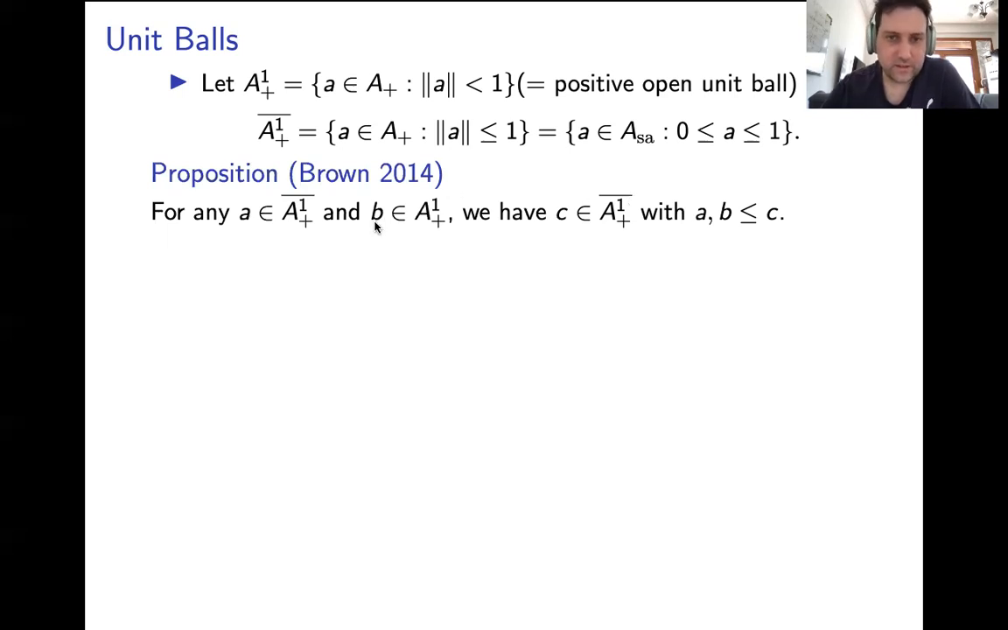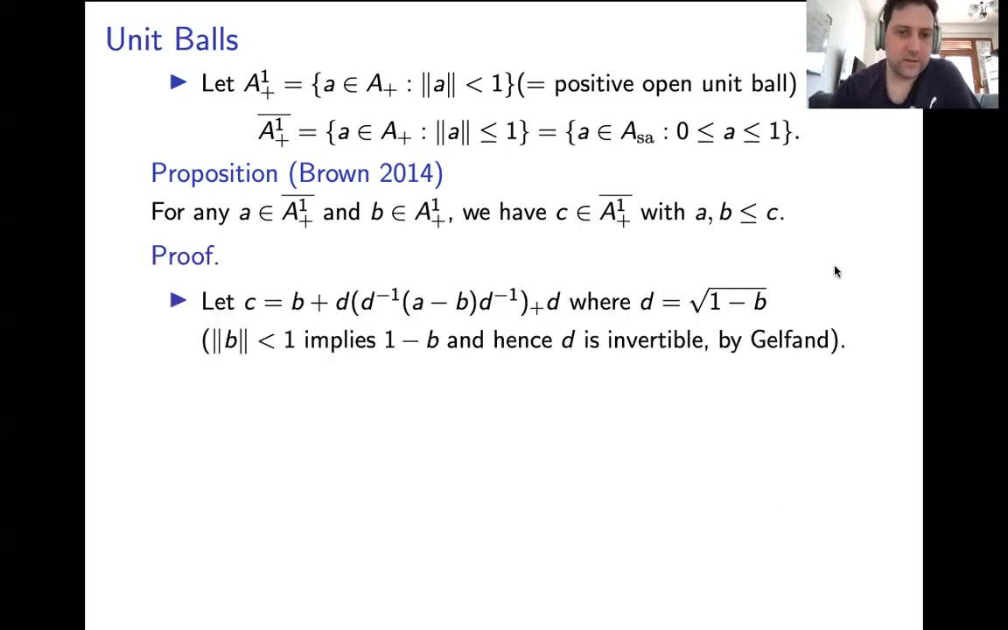It's a subtle hypothesis, in a sense. If B here was lying just within the closed positive unit ball, then this would no longer be true. You would not always be able to find such a C. Sometimes, depending on your C-star algebras, like for compact operators, yes, but not in general. So it's subtle. One can be in the closure, but the other one has to have norm strictly less than one.